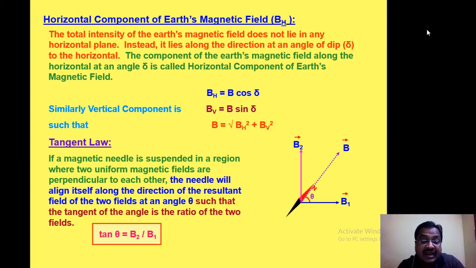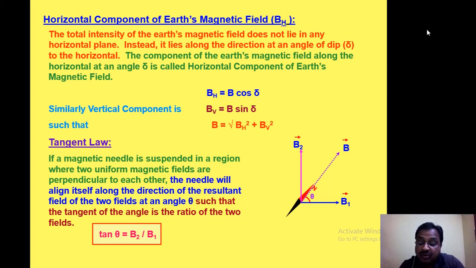So the tangent law states that if a magnetic needle is under the action of two uniform magnetic fields perpendicular to each other and it makes an angle theta with one of the fields, B1 say, then the tangent of that angle theta is the ratio of B2 to B1. If the angle theta is 45 degrees, you know tan 45 degrees is 1, then definitely B2 by B1 equals 1.